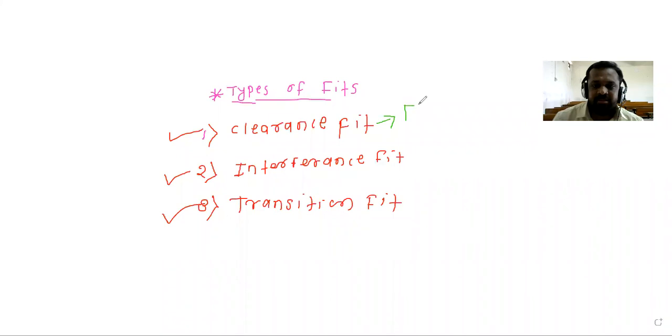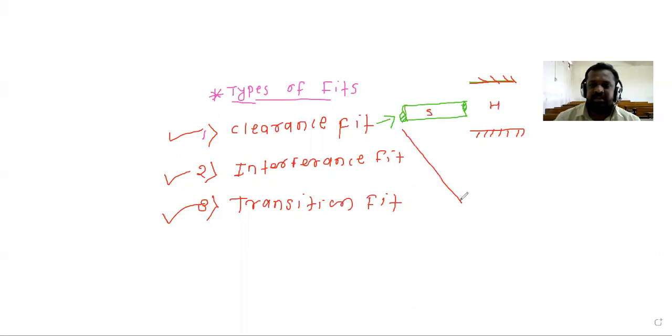Suppose we are having one shaft. Suppose this is the shaft. It is visible to all? Yes. Okay, and suppose this is the pulley. So this is the pulley. So I will prepare here a small or very simple definition. So this is the shaft, this is the hole.